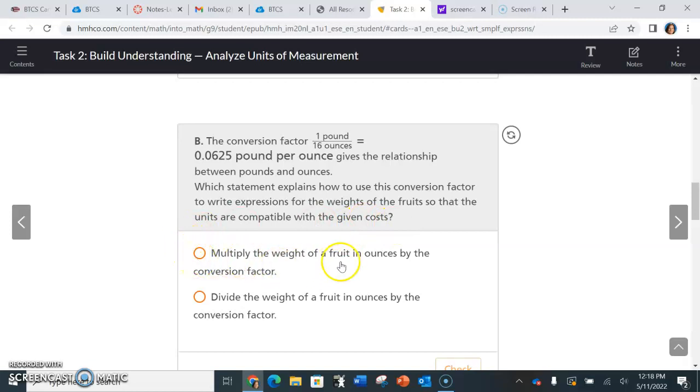So our choices are multiply the weight of a fruit in ounces by the conversion factor, or divide the weight of the fruit in ounces by the conversion factor. All right, so if we're trying to figure out for 44 ounces, we're going to have to multiply the weight by the conversion factor.